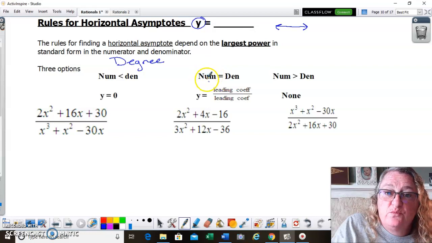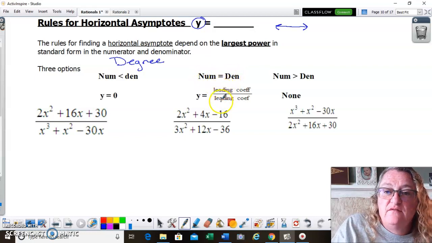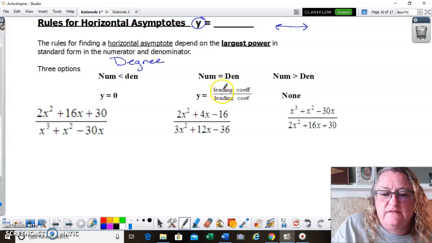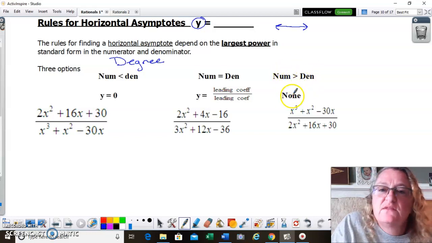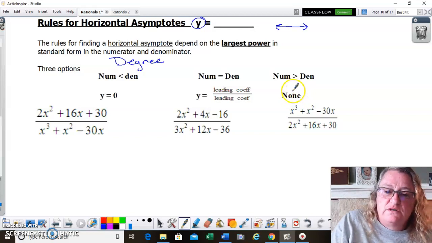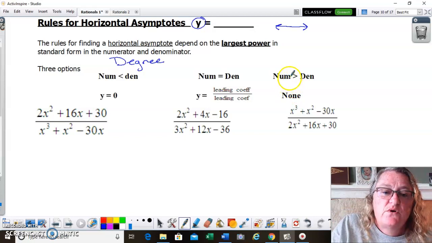If the degree of the numerator equals the degree of the denominator, then we do a fraction of the leading coefficients of the polynomials. And if the numerator's degree is greater than the degree of the denominator, then there's not going to be any horizontal asymptote. So we don't have to do any factoring to find the horizontal asymptote. We just have to look at the degrees.